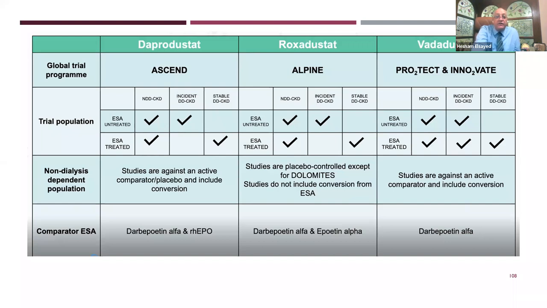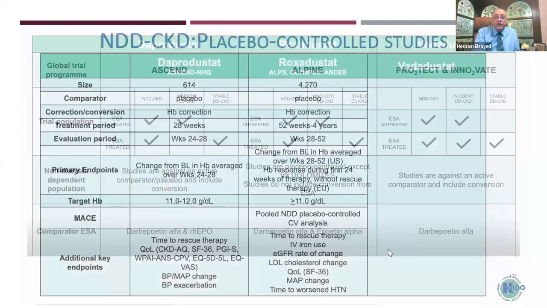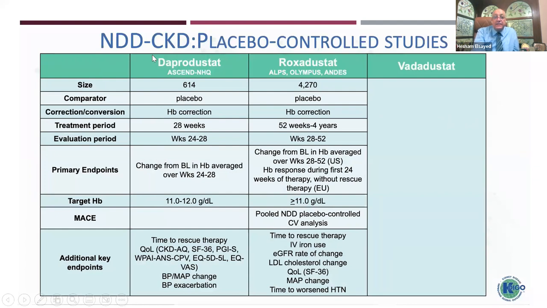What is introduced in the market for the HIF are daprodustat, roxadustat, and vadadustat. They control the trial population in pre-dialysis population, in incident dialysis, and in prevalent dialysis population. They also compare the effect of ESA, erythropoietin, directly, like darbepoetin or recombinant erythropoietin, in between them. In non-dialysis dependent CKD placebo control studies, it gives a beneficial effect to reach the target. Looking at major adverse cardiovascular effects, it does not differ significantly between HIF and ESA therapy, erythropoietin.